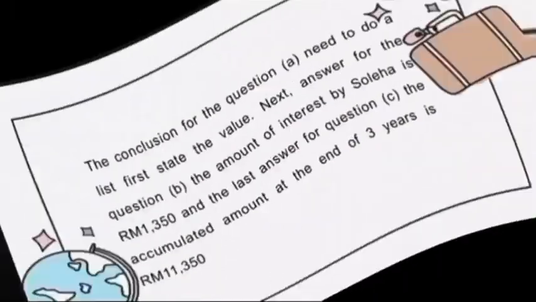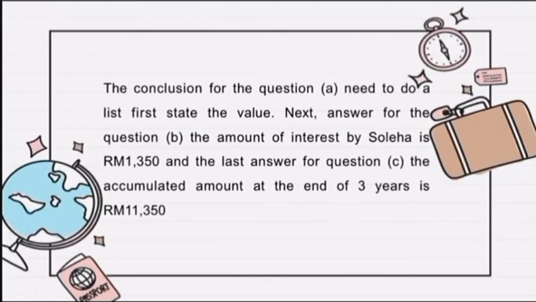And then the answer we got is RM 11,350. The conclusion for question A, need to do a list first, state the value. Next, answer for question B, the amount of interest by Soleha is RM 1,350. And the last answer for question C, the accumulated amount at the end of 3 years is RM 11,350.